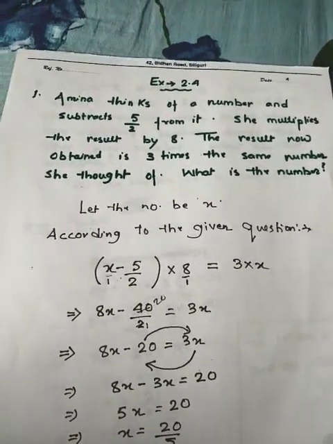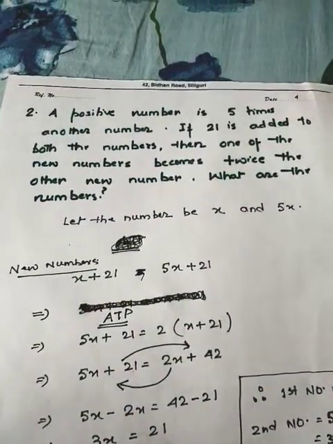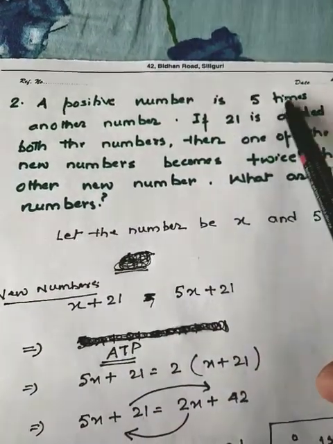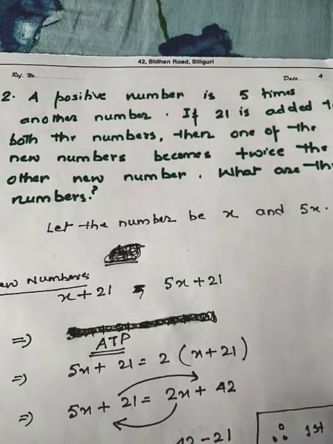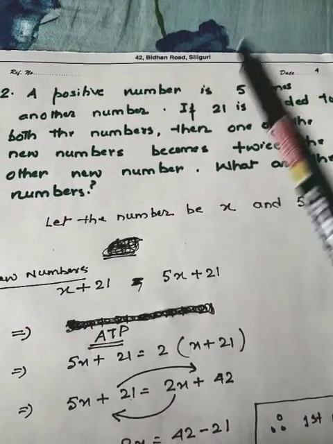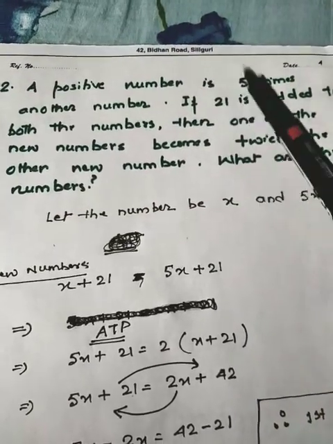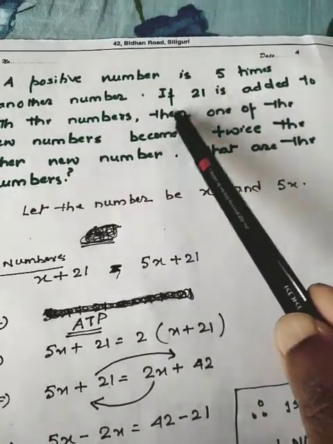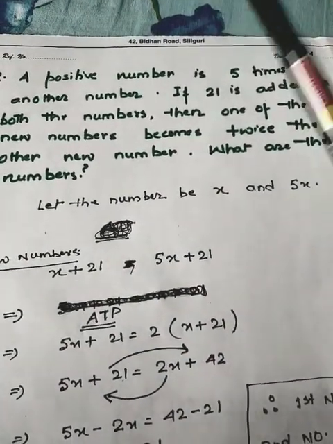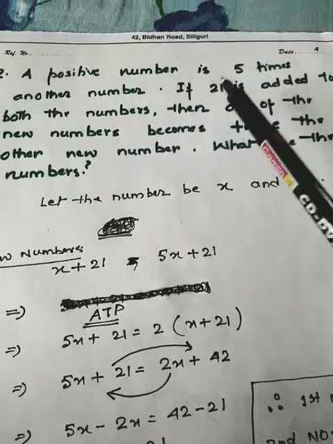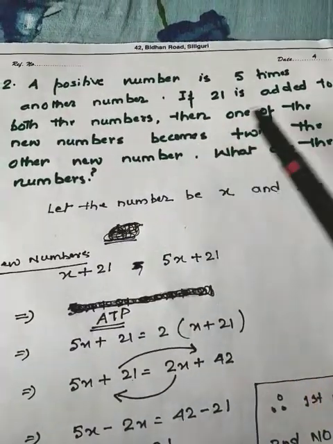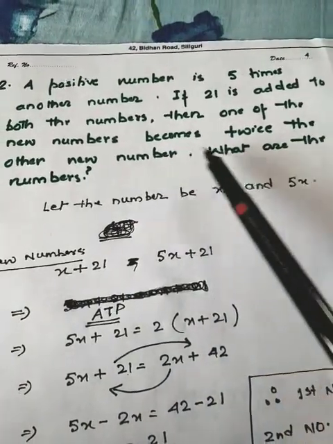Let's move on to question number 2. Now it is also very easy. A positive number is 5 times the other number. So we are talking about two numbers, where one number is 5 times the other number. This is what the first sentence is saying. Now what is the second sentence? If 21 is added to both the numbers, we'll obviously get two new numbers. Then one of the new numbers becomes twice the other new number. What are the numbers?